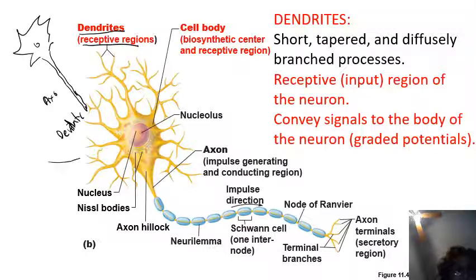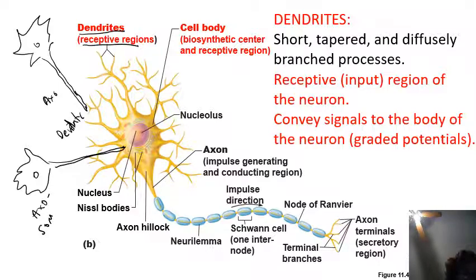Other synapses take place between the axon of the presynaptic neuron and the body of the postsynaptic neuron. This will be axosomatic synapses. Keep in mind, most neurons are going to have a multitude of synapses at dendrites and at the cell body.